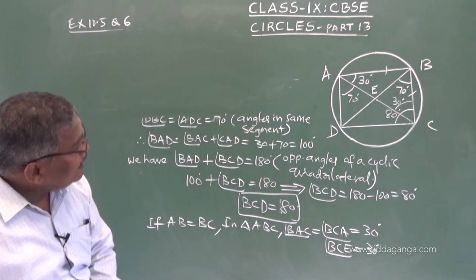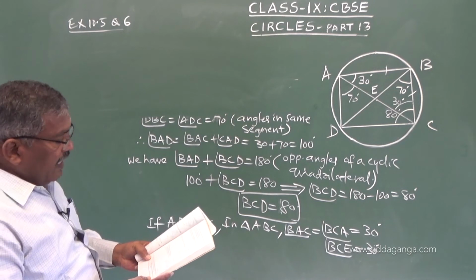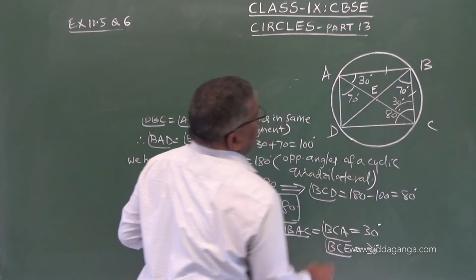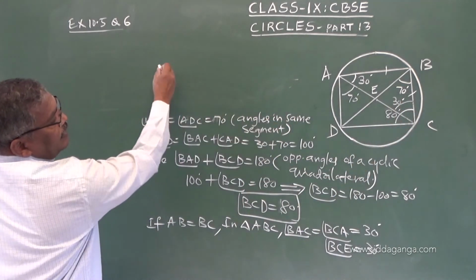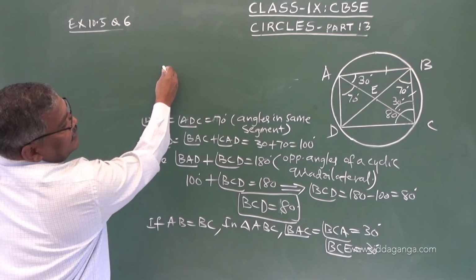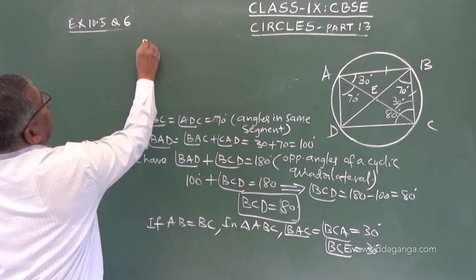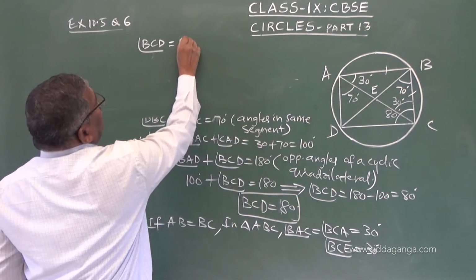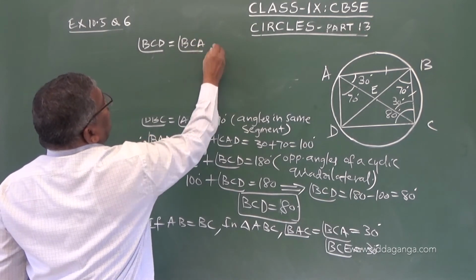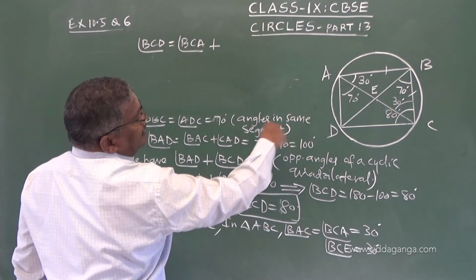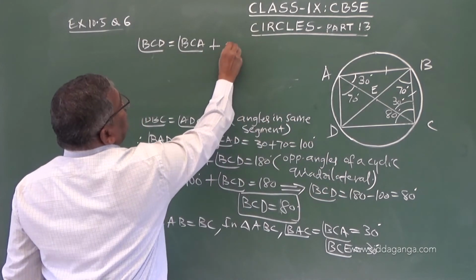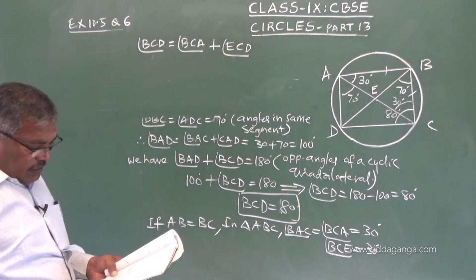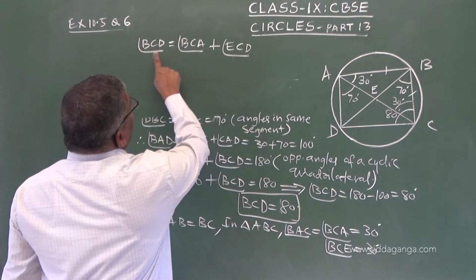See, we are asked to find ECD. The total angle, from the figure, BCD angle, total angle is equal to, observe this, BCA plus CED or ECD. So this we have to find out. These two we have now.